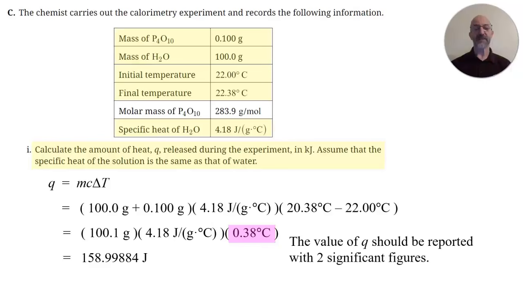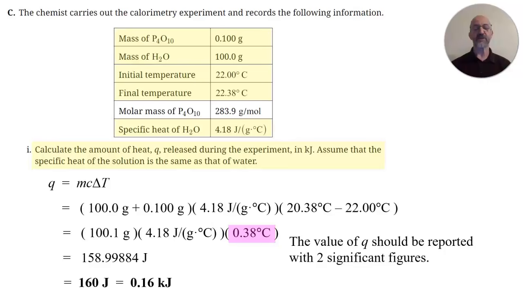So I'm tempted to say 159, but in fact, the value of Q should be reported with two significant figures. So it's not going to be 159, it's going to be 160, and that's 160 joules. Or if we need to report our answer in units of kilojoules, that would be 160 divided by 1,000 to go from joules to kilojoules. So I would accept either 160 joules, but the intent of the question, what I'm looking for, is 0.16 kilojoules.